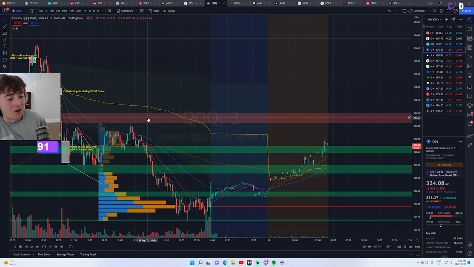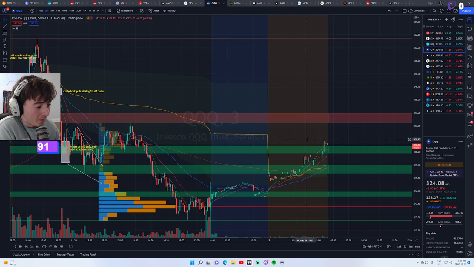Okay. Now, I did already make these levels because I forgot I was going to make this video. So I'm just going to pull them up. Okay. So I believe I did choose this level here, this 327.48, because we could spike up into this zone and reject.